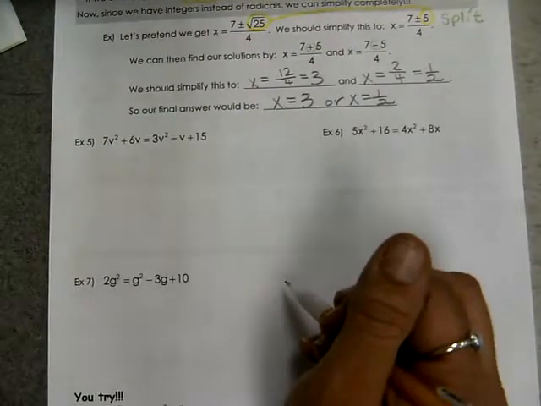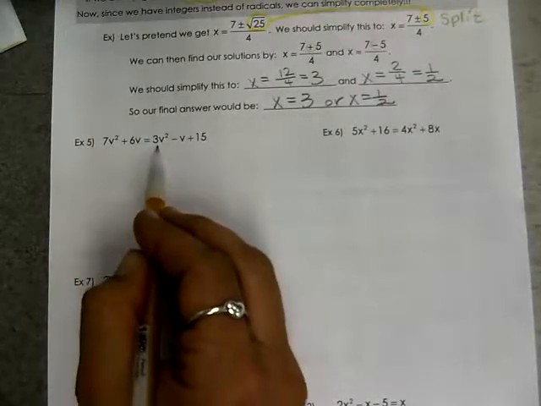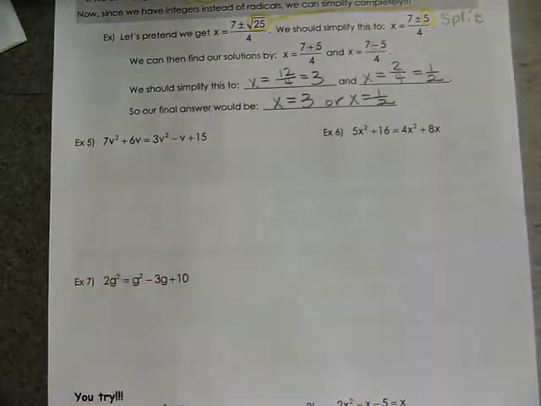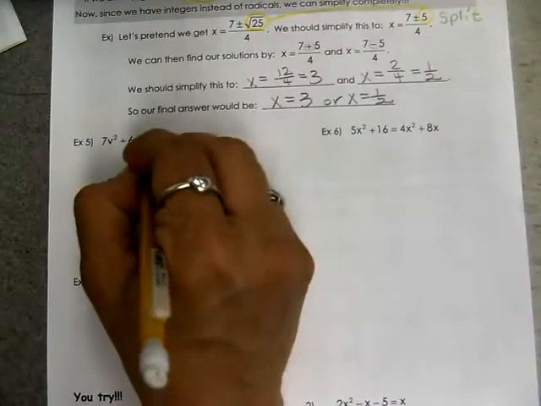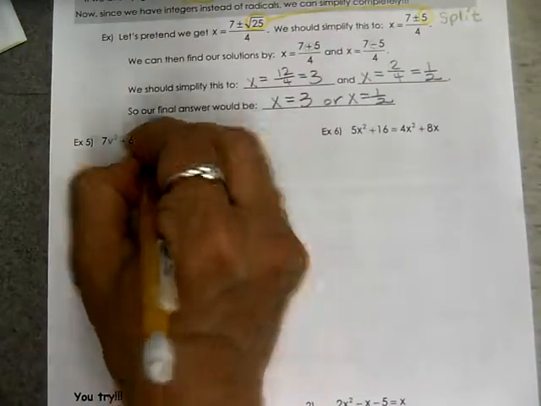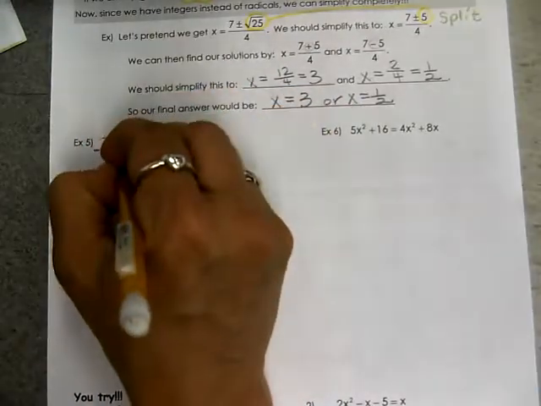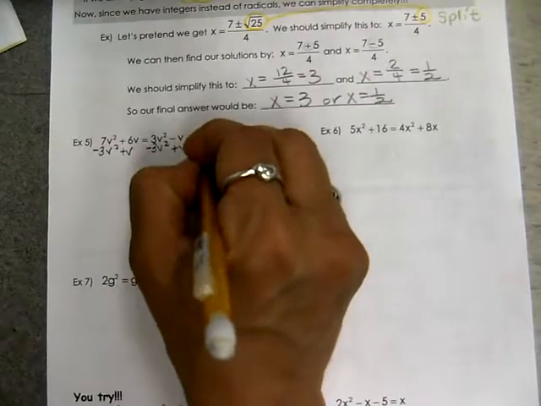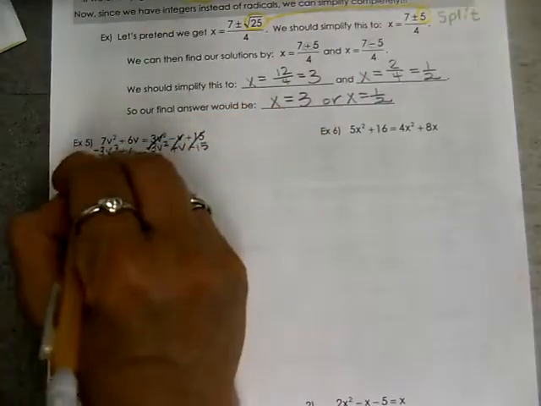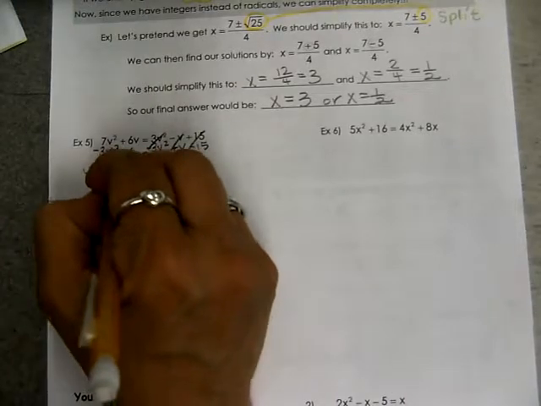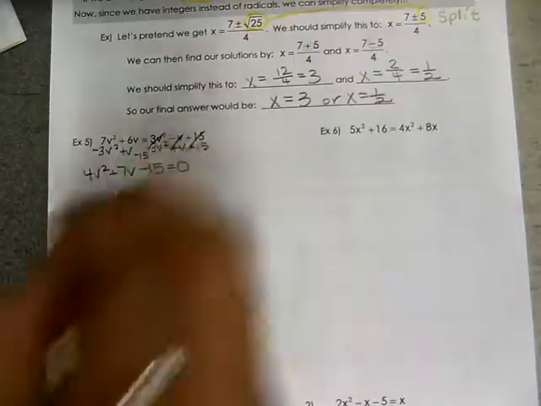Okay, well, let's practice some of these. So example 5, we have 7v squared plus 6v equals 3v squared minus v plus 15. Well, I'm going to move everything to the left. That's what a lot of us do. So I'll subtract 3v squared, add v, and subtract 15. So I end up with 4v squared plus 7v minus 15 equals 0.